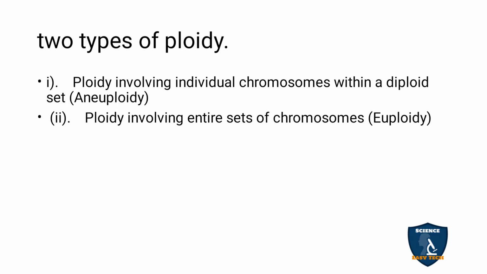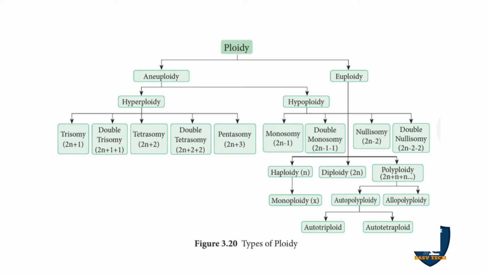There are two types of ploidy. Ploidy involving an individual chromosome within the diploid set, where the change occurs within the diploid set itself, is called Aneuploidy. If the ploidy changes the entire set of the chromosome, then it is called Euploidy. So changes within the diploid set are Aneuploidy, and when the entire set of chromosomes is changed, it is called Euploidy.